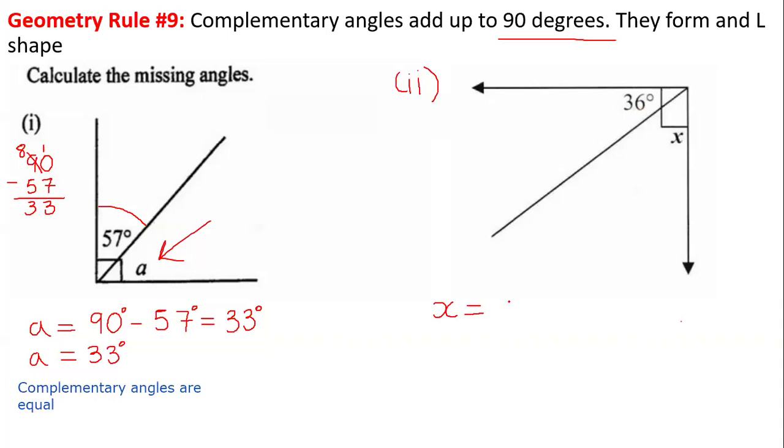Yes, sir. So it's going to be 90 degrees. What gives away that it's 90 degrees? The box. Yeah, the box gives it away. The box indicates that it's 90. So 90 minus 36 degrees is going to be equal to what? 54. So 54 degrees. 90 minus 36 is 54 degrees.